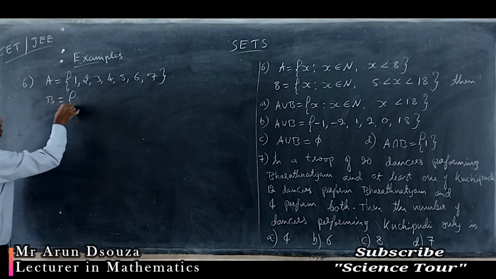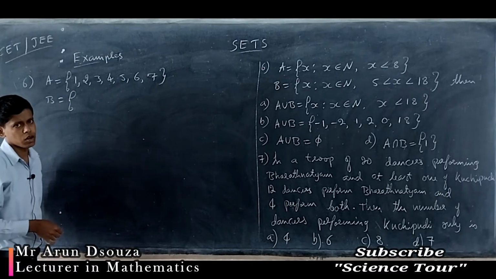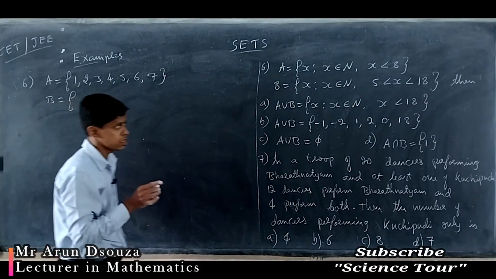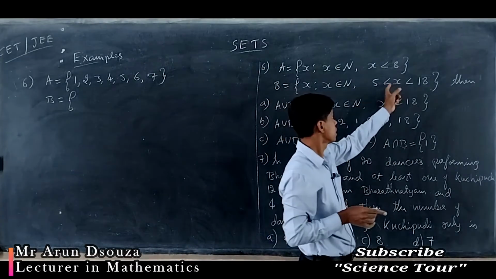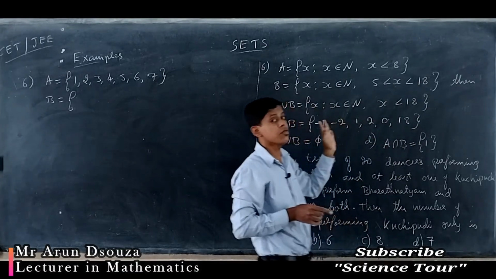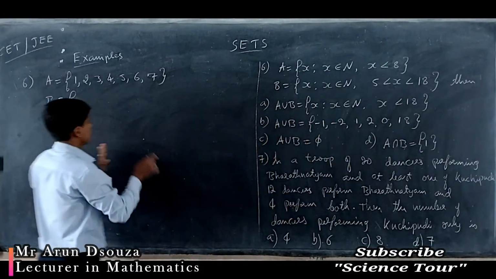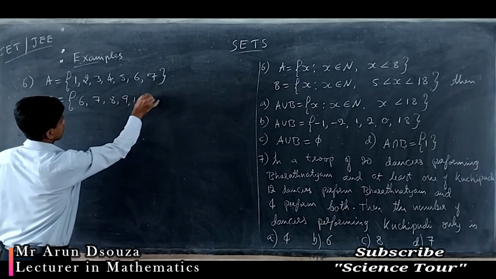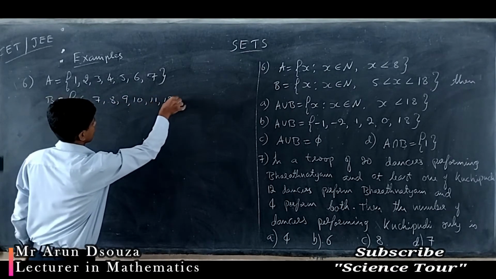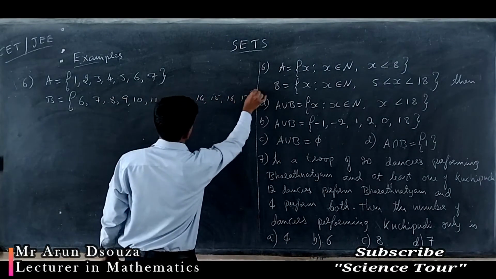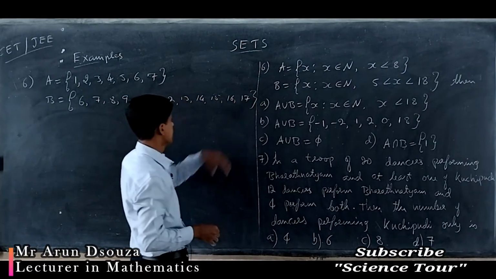And the set B is a set of all natural numbers between 5 and 18. 5 is not included. How do you read this? X is greater than 5, X is less than 18, greater than 5, not equal to 5. So start with 6. Don't write 18, less than 18.